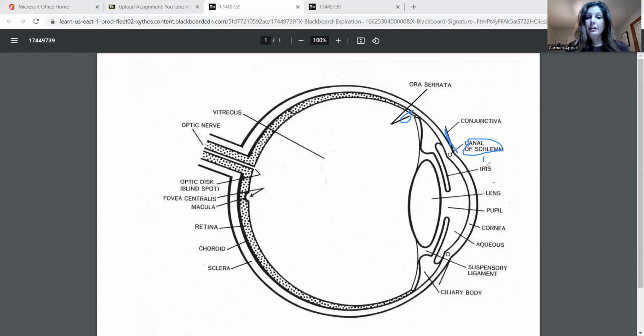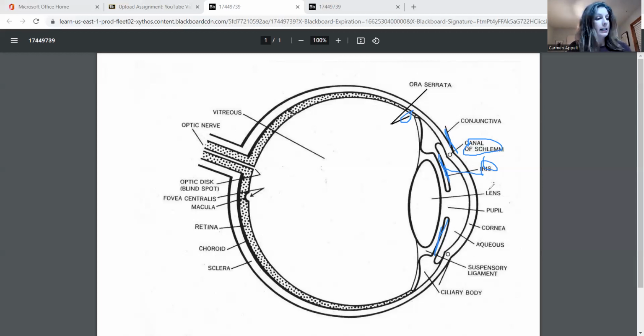Anyway, next we have the iris, which is the colored part of your eye. And it's very unique because no two people have the exact same color eye, just like our fingerprints. I thought that was interesting. The iris has muscles in it that control the pupil.